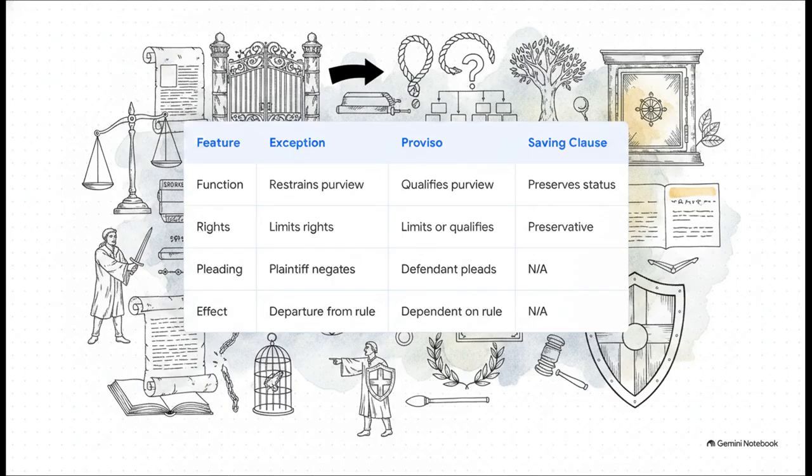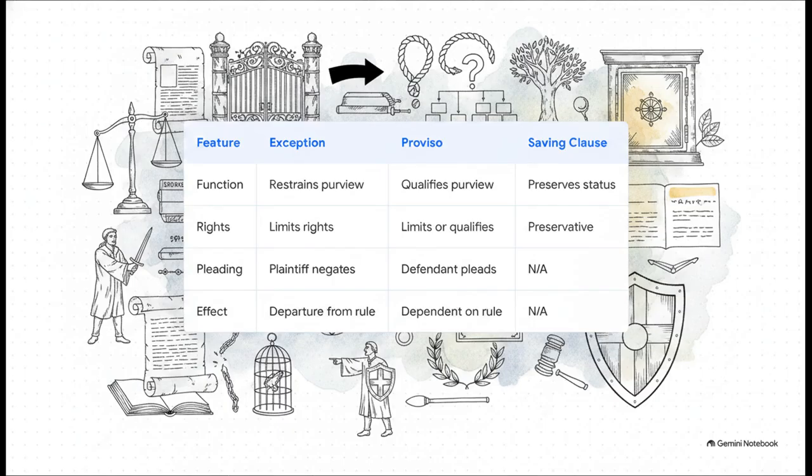Second, consider the nature of rights. An exception limits existing rights. A proviso can limit or qualify them. A saving clause is strictly preservative. Third, and this is absolutely massive for any procedural questions you get, the repugnancy rules. In court, the plaintiff must negate an exception in their initial claim. But for a proviso, the burden shifts entirely. The defendant must actively plead the proviso as a specific defense.